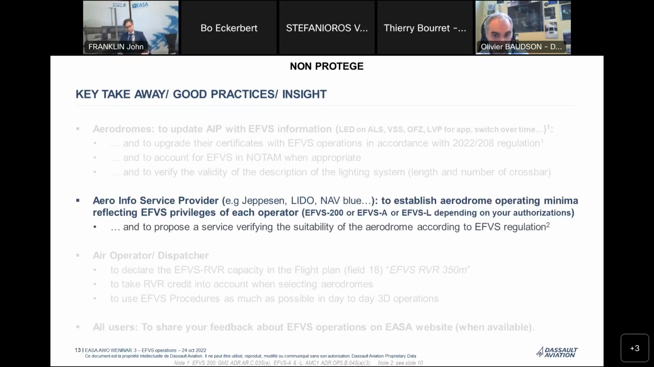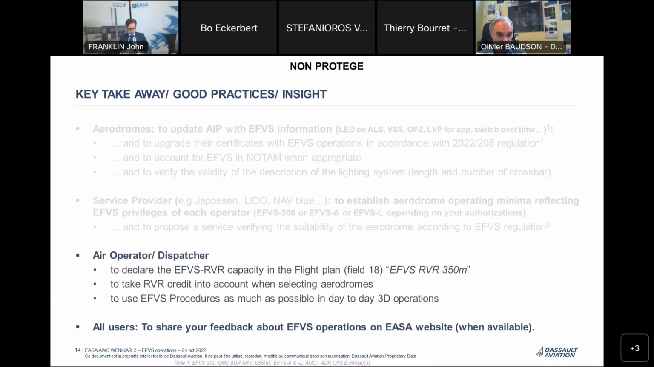The second point is the key role that the aeronautical information service provider may play in the deployment of the EVS operation. First, they have to establish aerodrome operating minima reflecting the EVS privilege of each operator. So, for example, EVS 200, EVS-A, EVS-L, depending on the authorization of each operator, but they can do much more than that. They could also propose a service verifying the suitability of the aerodrome according to the EVS regulation. The red items I mentioned in my previous slides, all these items could be checked by the service provider for the community.